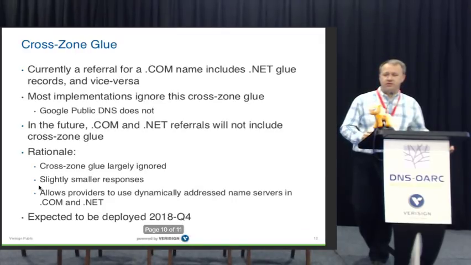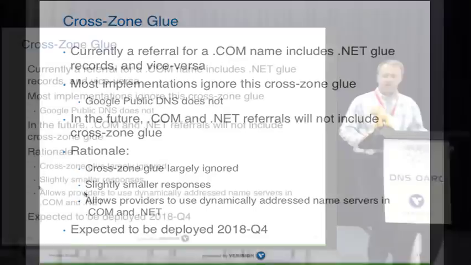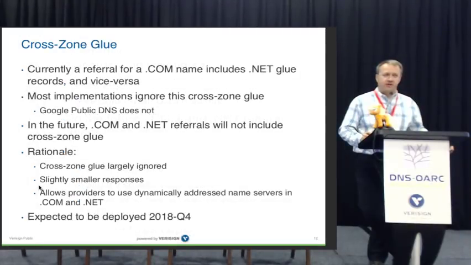So lastly, cross-zone glue. What we call cross-zone glue happens because, for example, both .com and .net are on the same platform. And if you have a name server for a .com name, but the name server is actually in .net, currently you'll get the glue record with the .net name, and vice versa. Most implementations that we tested actually ignore this sort of out-of-zone glue. With one exception, Google Public DNS currently does not. We feel that's not really an issue, though. It's sort of harmless. In the future, the referrals for .com and .net will only contain the in-zone glue.